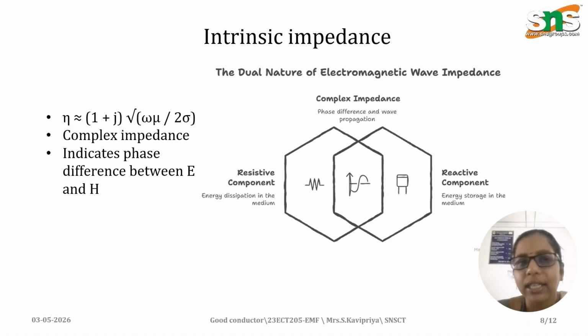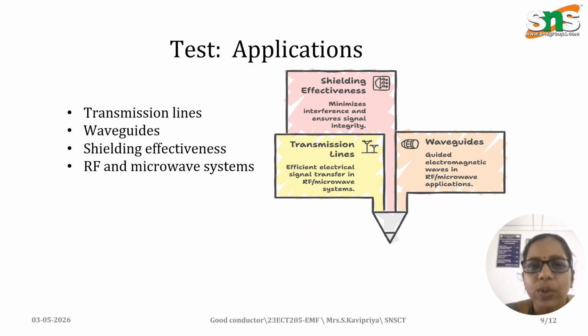And next one is the intrinsic impedance. Intrinsic impedance is nothing but a ratio of magnitude of electric field to the magnitude of the magnetic field. So this is one which indicates what is a phase difference occurs between the E and H, electric field intensity and magnetic field intensity. So it is a complex impedance. So in case of the good conductor, this eta, which is the intrinsic impedance, is approximately equal to (1 plus j) times square root of omega mu by 2 sigma, where j is a complex term.